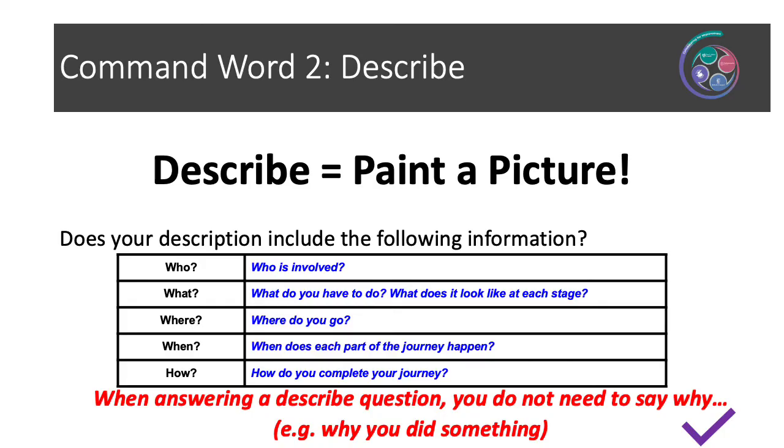So this who, what, where, when and how is the details that are required when you are describing something within higher PE. Now you're not going to be asked in the exam to describe your journey to school. But when you are asked to describe something, this is information you must include. As it says at the bottom there, when answering a describe question, you do not need to say why. So when you're describing that journey to school there, you don't have to tell me why you do something. You don't have to tell me why you get the bus or why you walk. You just have to tell us who's involved, what you do, where you do it, when you do it, and how.